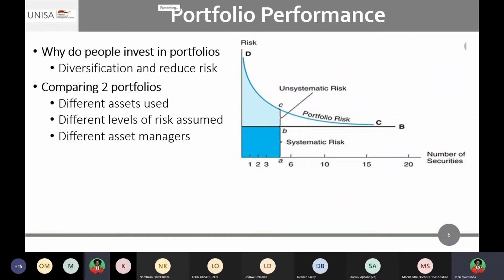Portfolios differ based on the assets they invest in. There could be a portfolio which invests 50% in MTN, 50% in Vodacom. Or 40% in MTN, 60% in Vodacom. Oh, that's a very risky portfolio. Or 20% in Old Mutual, 20% in Sanlam, 20% in Vodacom.